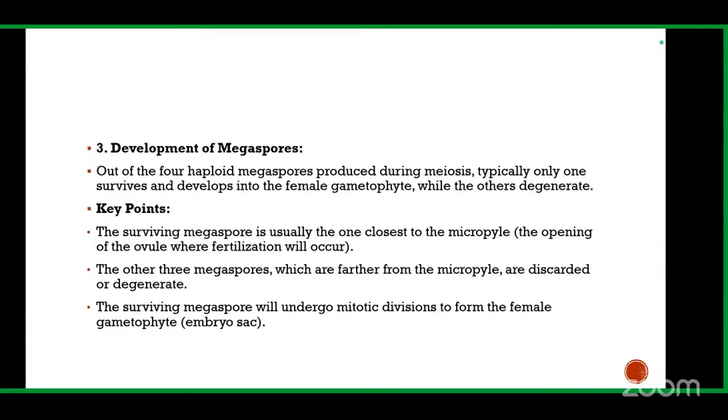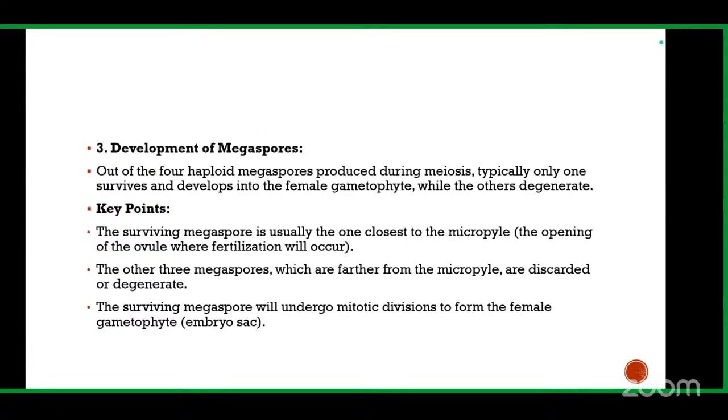So generally, which daughter cell will survive? The daughter megaspore which is usually closest to the micropyle end. So basically, there are 2 ends in the gametophyte: one is the chalazal end, one is the micropyle end. The megaspore closest to the micropyle has more surviving chances. What is the micropyle end? It is the opening of the ovule where fertilization will occur. And the other 3 megaspores which are further from the micropyle are discarded or degenerated.